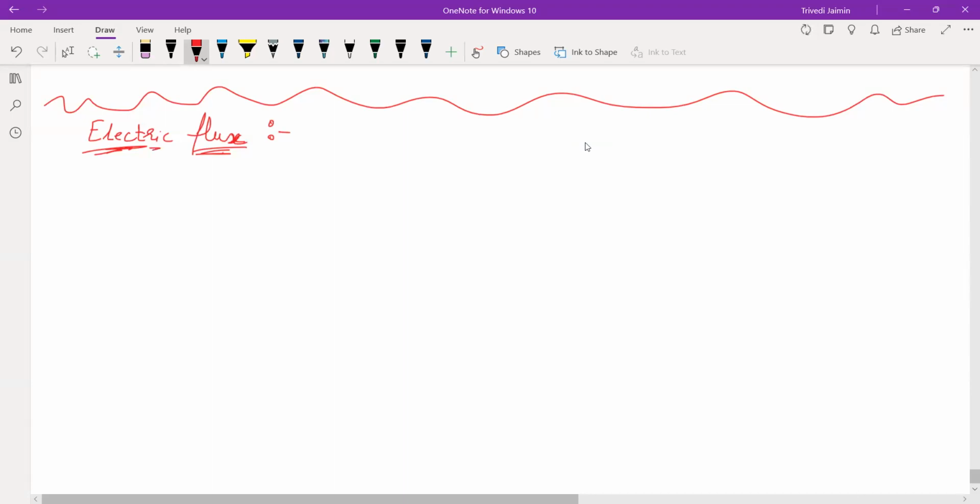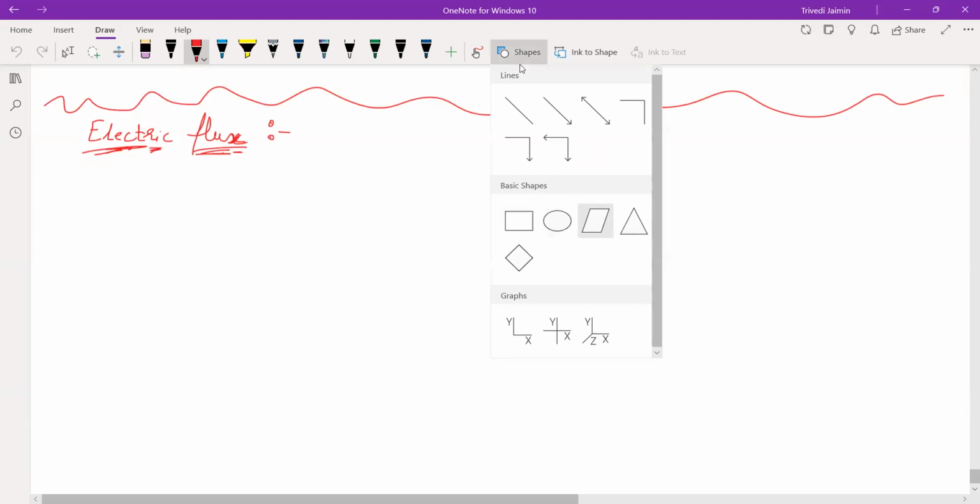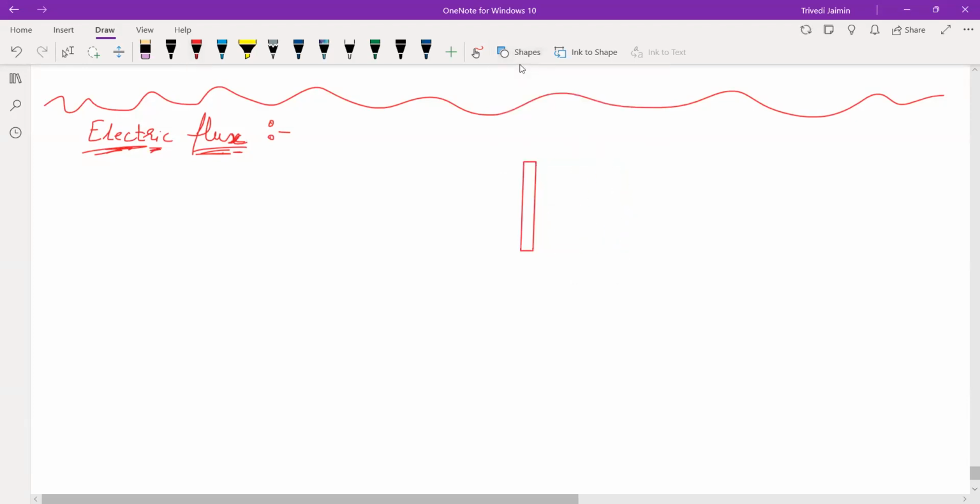Okay, now our important topic for this chapter, that is electric flux. Let's understand in simple words first. Electric flux means if we take some area, suppose, let me draw some area. Okay, there's an area. Through that, electric field lines are passing.